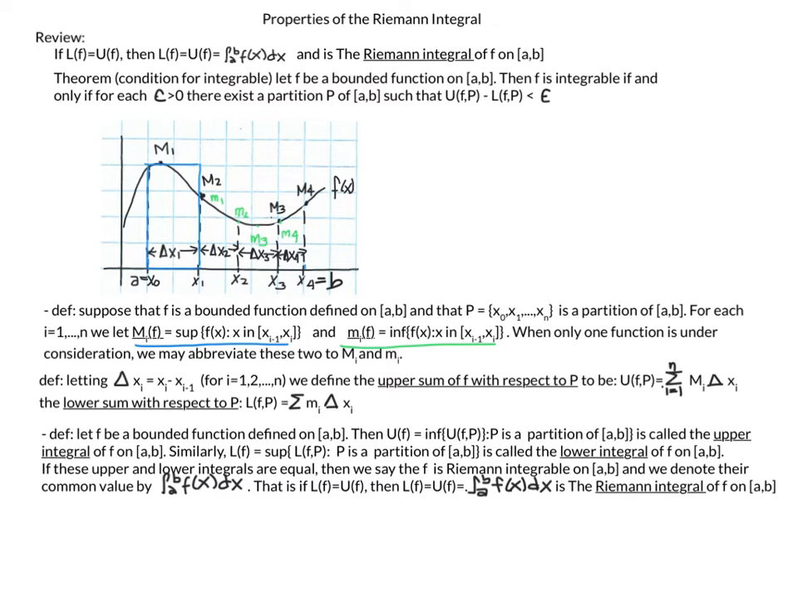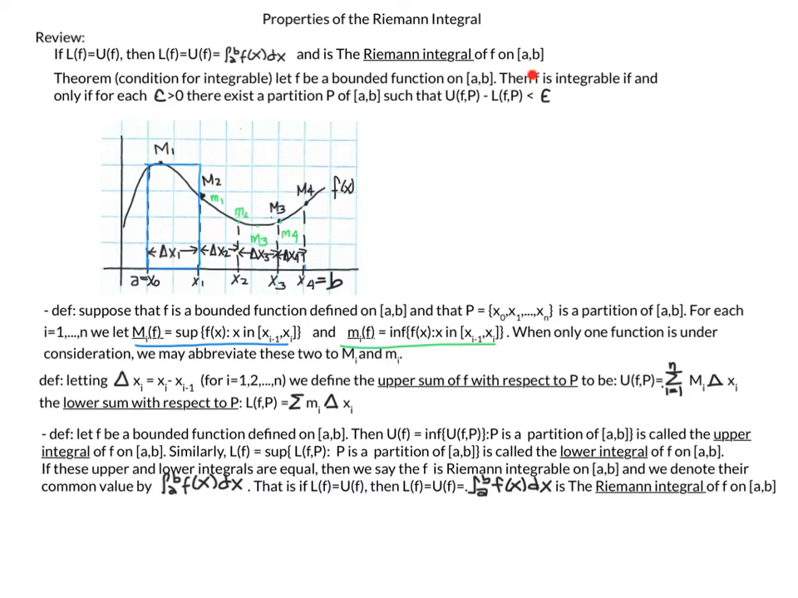And the last thing we have for review is, this is the definition of the Riemann integral, but sometimes it's not necessarily easy to use the definition to prove something is Riemann integrable. So we have this theorem, which gives us a condition to check to see if something's integrable. So if f is bounded on the interval [a,b], then f is integrable if and only if for each epsilon greater than 0, there exists a partition P such that U(f,P) minus L(f,P) is less than epsilon.